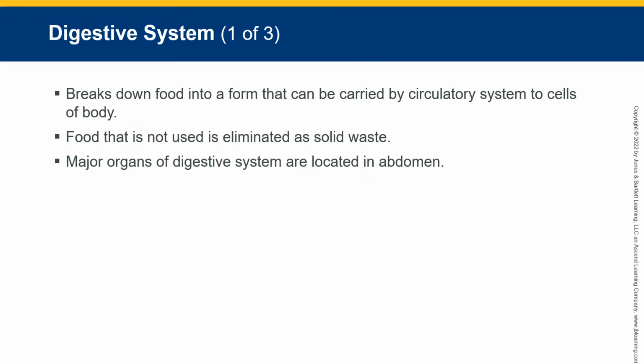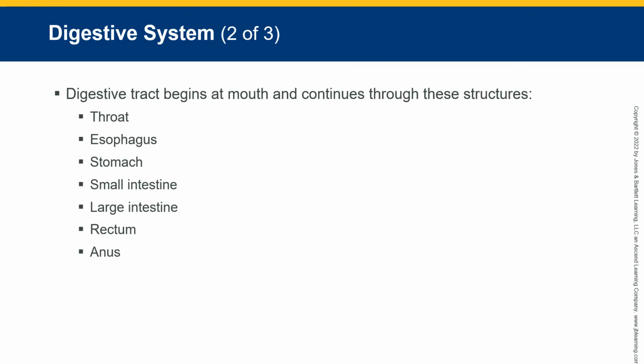Digestive system, pretty simple. It breaks down food so that we can use it, so it goes into the bloodstream and then from there it gets distributed to wherever it needs to go in the form of energy. And food that is not used, energy that's not used, doesn't go in the blood, is eliminated as waste, as poopy, right? Major organs of the digestive system are located in the abdomen. So when we have damage to the abdomen, maybe we don't have short-term issues, but might possibly have long-term issues.